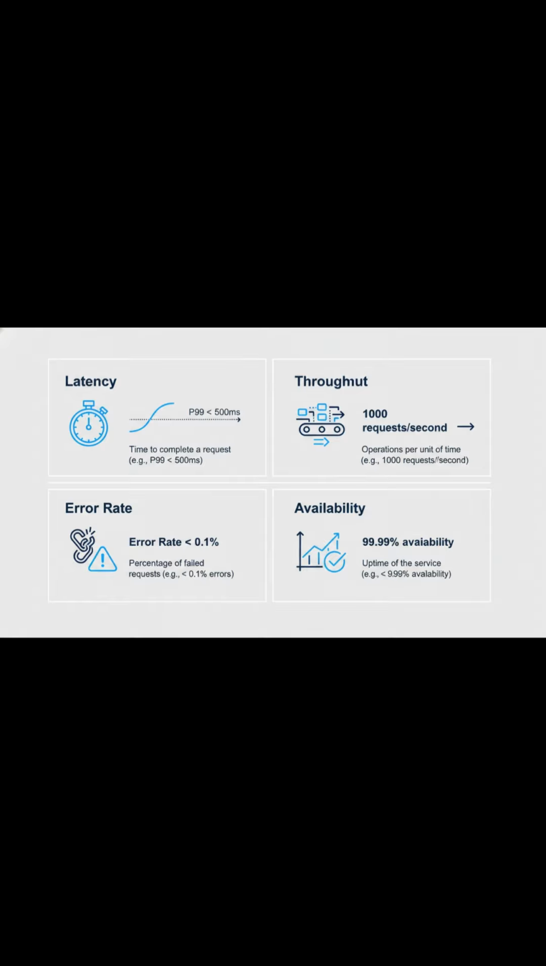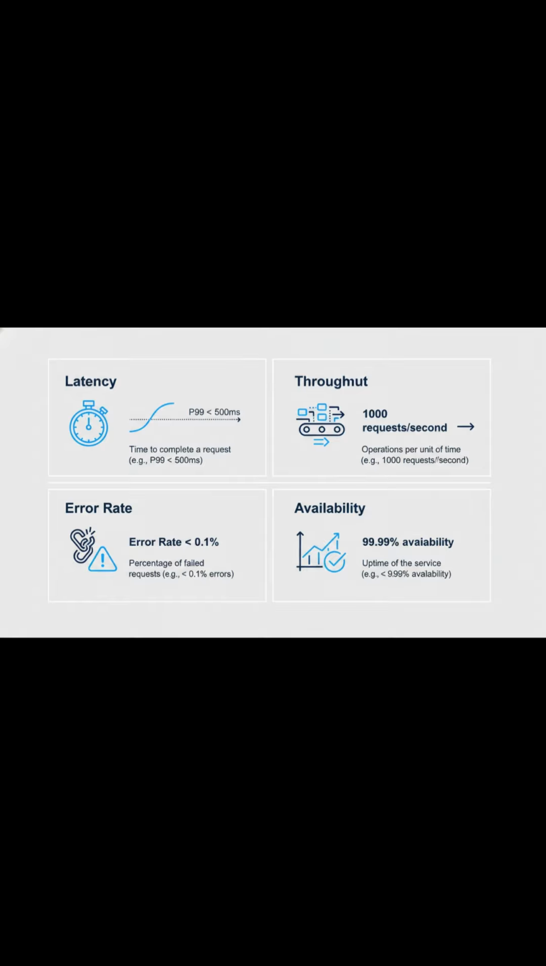The third category is error rate, which measures the percentage of requests that result in an error. This includes HTTP 500 errors, application-level exceptions, or failed database transactions. An SLI here might target an error rate below 0.1%.